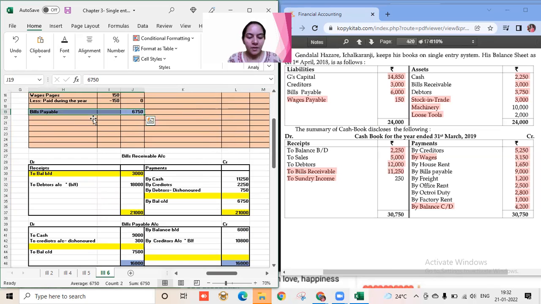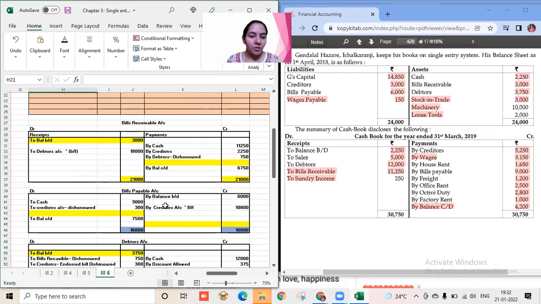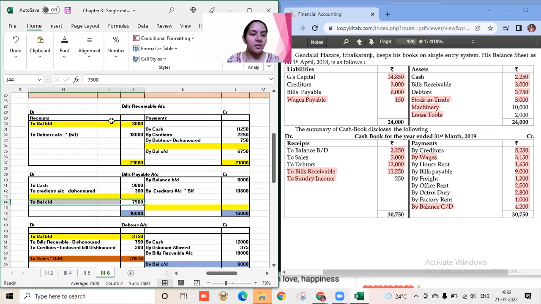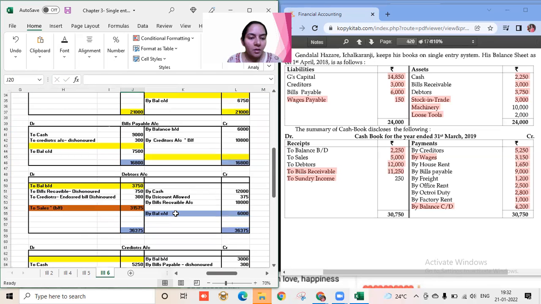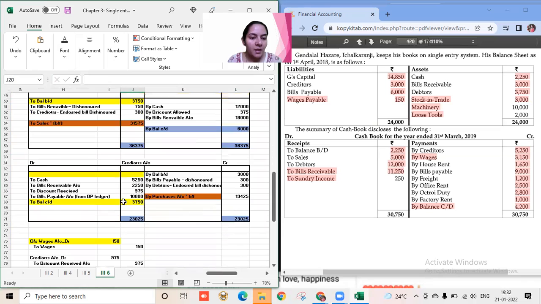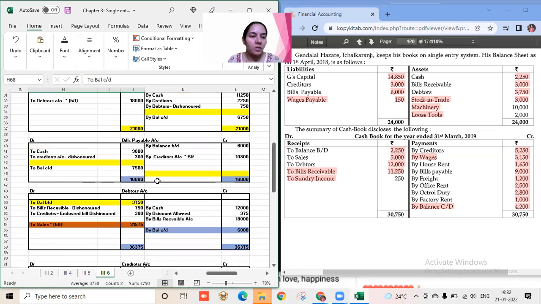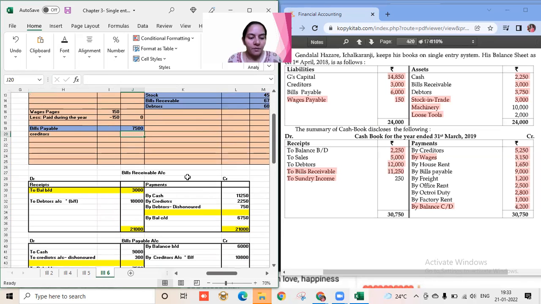Then have we written creditors? No. So let's write bills payable. It is 7500, I think. Oh, sorry, I've copied this one. Yeah, sorry. Yes, bills payable is 7500. I looked at bills receivable. Okay. So go to the creditors. Creditors closing balance, balance carried down 3750. So again 3750. Done. And wages become 0. So we did not write it.